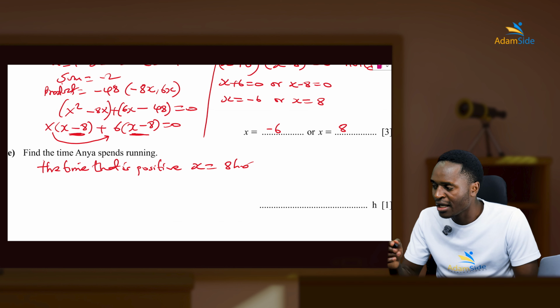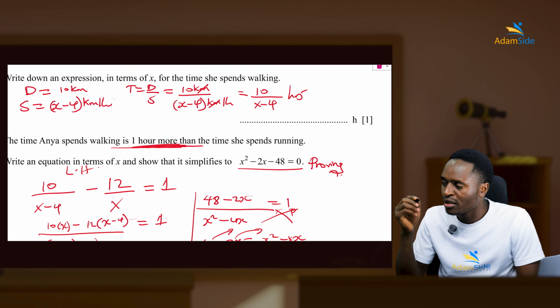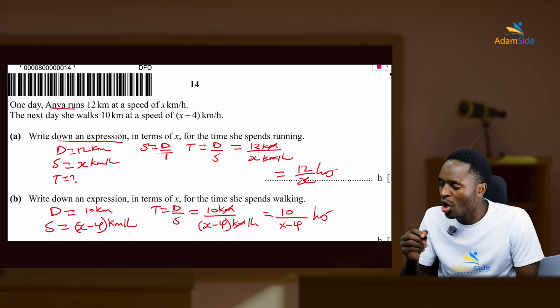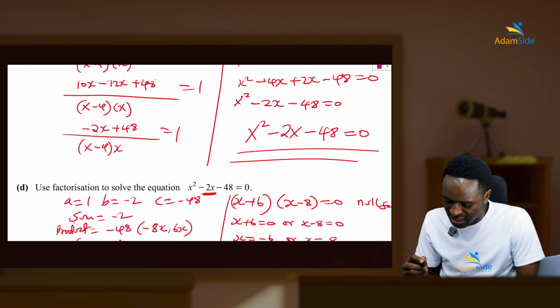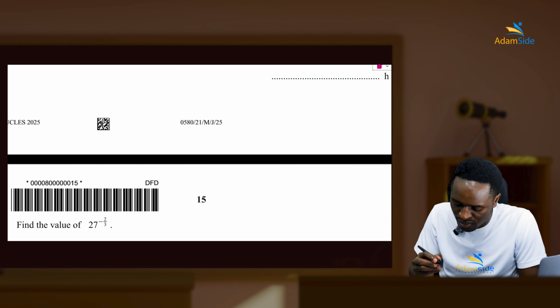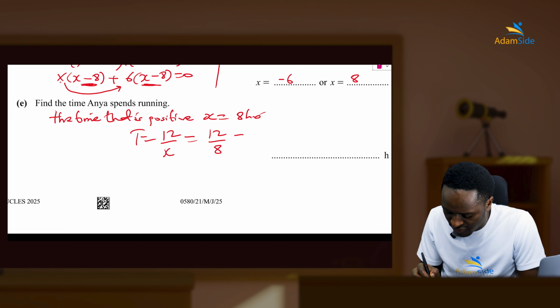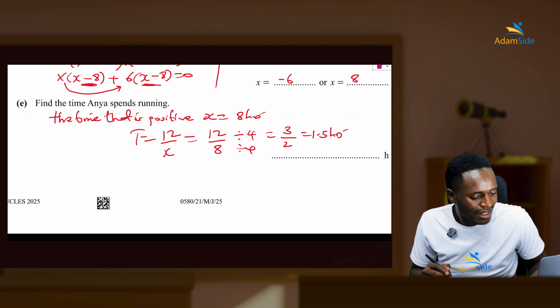You see, these are called dependent questions. We go back to the question on top. It says write down an expression in terms of x. The time she spent running was 12 over x. Therefore it's 12 divided by 8. Divide by 4, you get 3 over 2, which is 1.5 hours. And you get your answer like that.